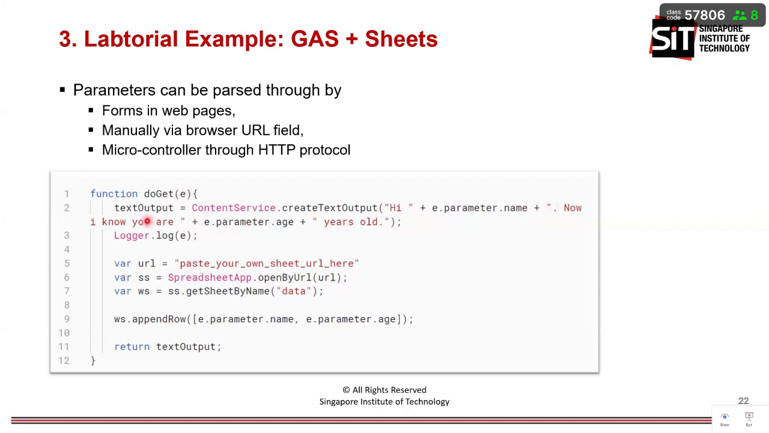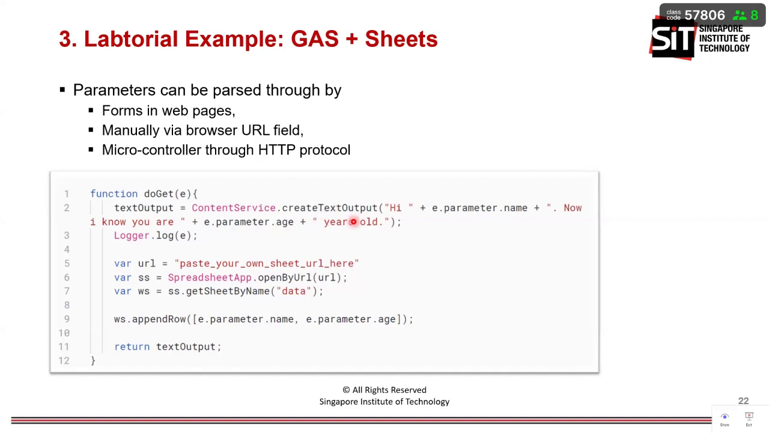Now I know how many years old you are. So again, e.parameter.age is an input parameter. When the client sends over a data set, if it provides name and age, then we can group this data together to form this statement. Okay, so this is what is going on.